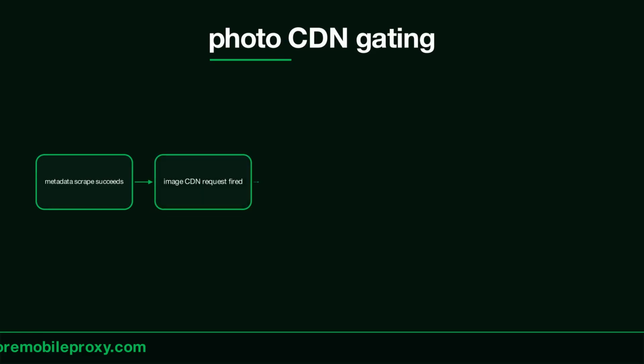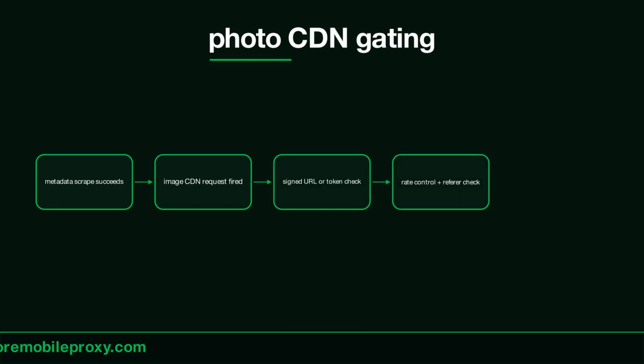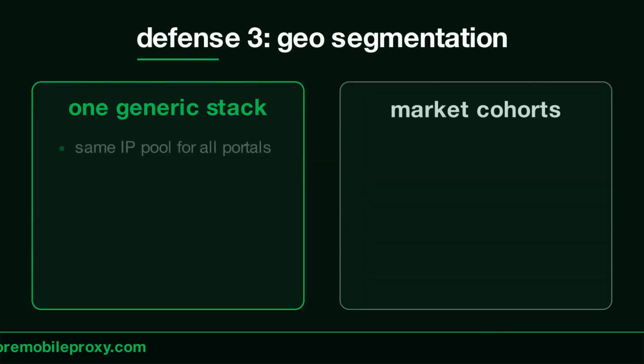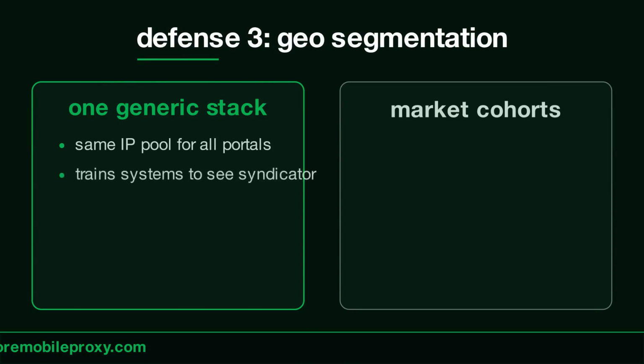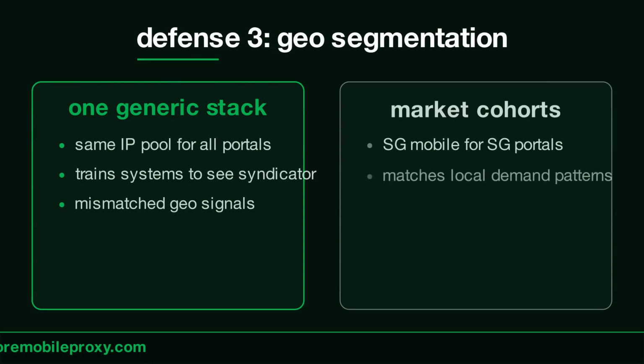The first defense is the browser-rendered SPA itself. Search filters, map movement, and lazy loaded listing cards are often driven by GraphQL or JSON endpoints that only fire once the page sees a believable browser environment. Headless defaults still get noticed. A proper mobile browser fingerprint plus a mobile IP closes that gap.